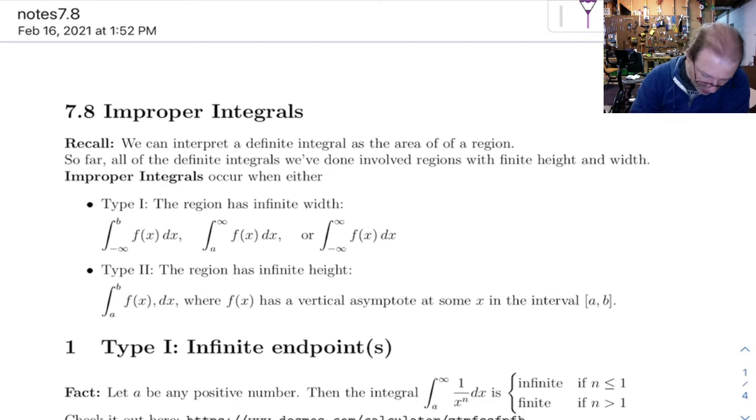So we break those up into type 1 and type 2. Type 1s are the kinds where you have an infinite width, and either one of your endpoints is infinity or negative infinity, or maybe you've got both of them. The type 2s are integrals from a to b, where a and b are just plain numbers, but your function f of x has a vertical asymptote somewhere between a and b. So let's go ahead and look at the type 1s.